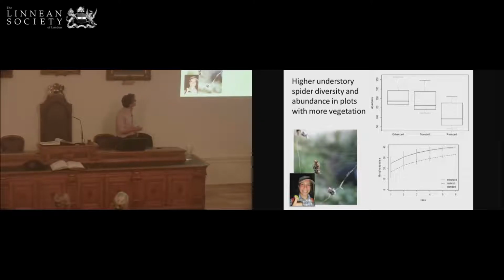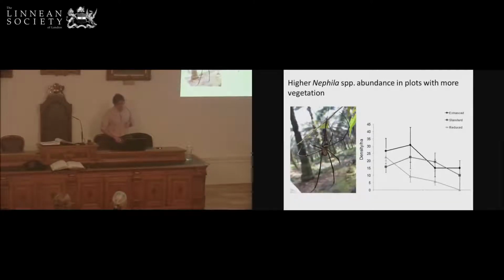Another thing we found again was that the spiders go up. So enhanced plots here have got higher numbers of understory spiders than the standard plots, than the reduced plots. So again, same sort of pattern. These are very different groups, incidentally. But it's that structural complexity, kind of going back to the beginning of the talk, where we were thinking about structure being important, the complexity being important, where it turns out it really is, not just for one group, but for whole suites of different predators in this case. So again, kind of benefits in that sort of way.